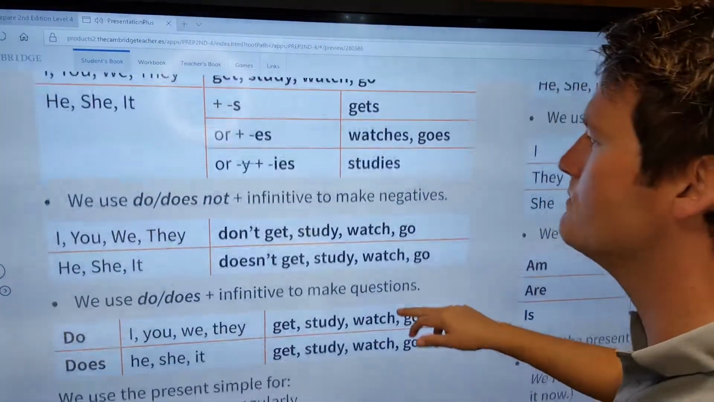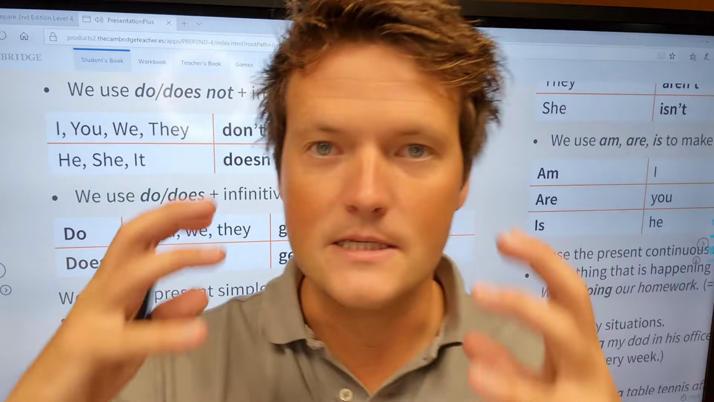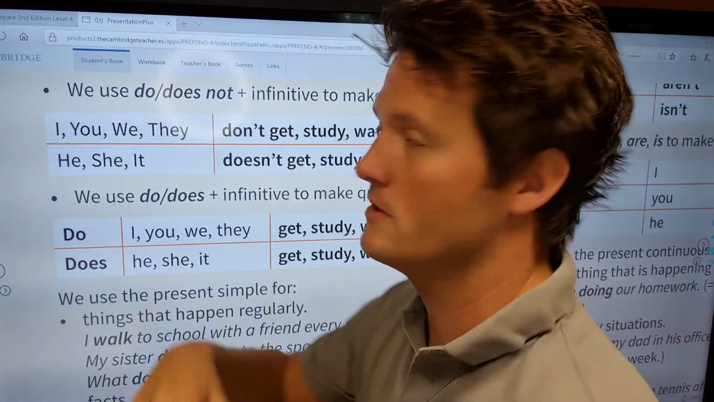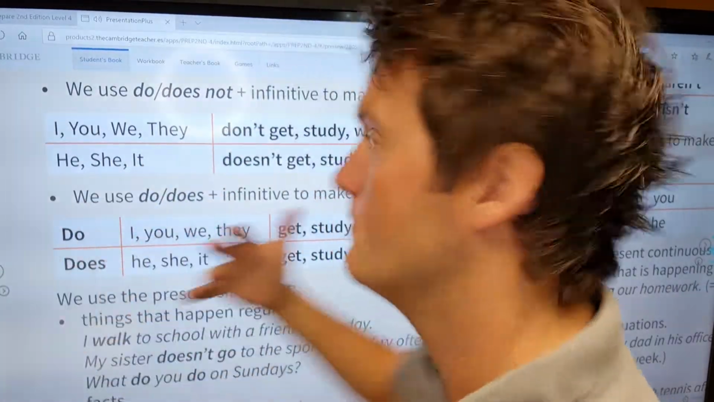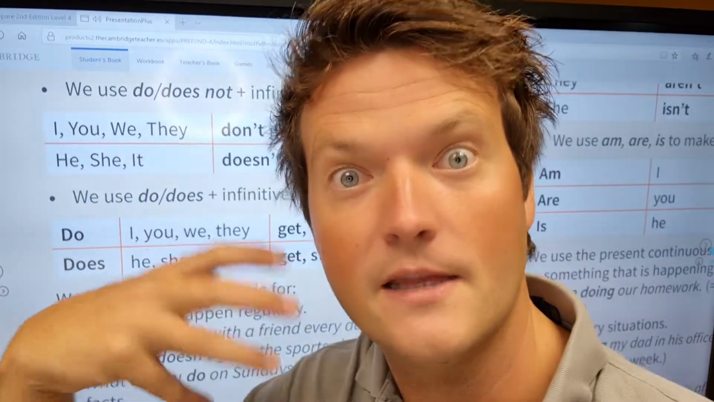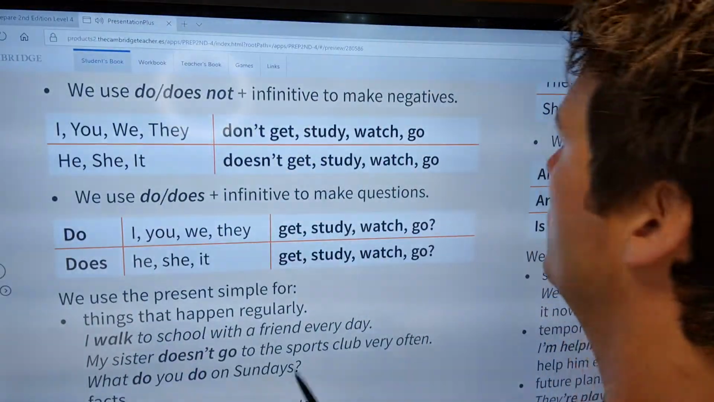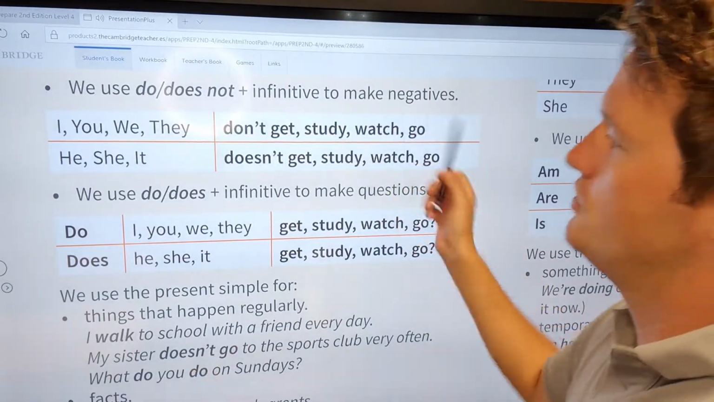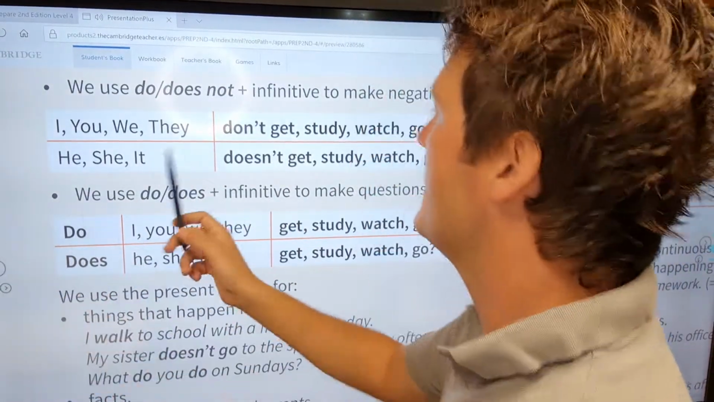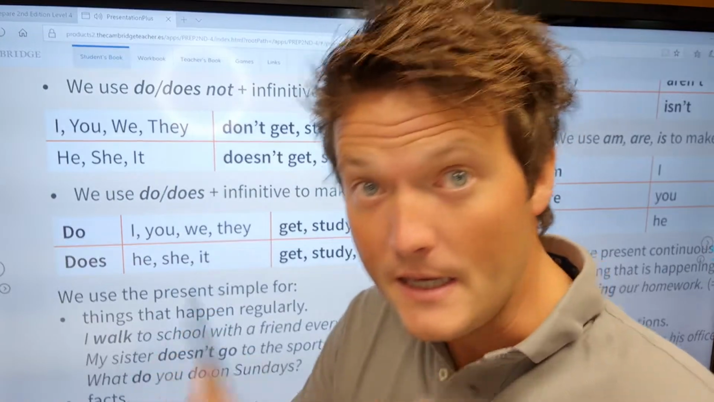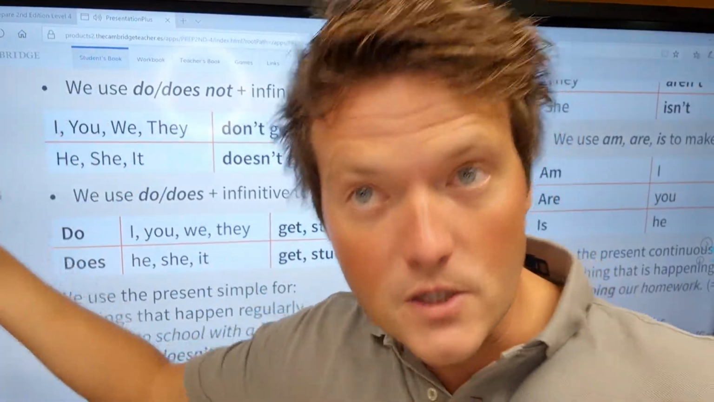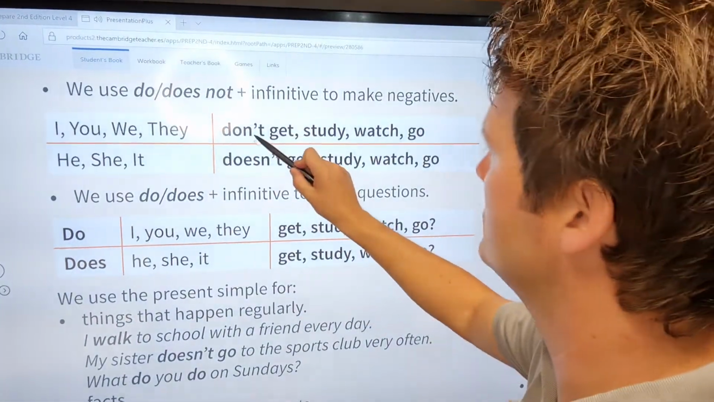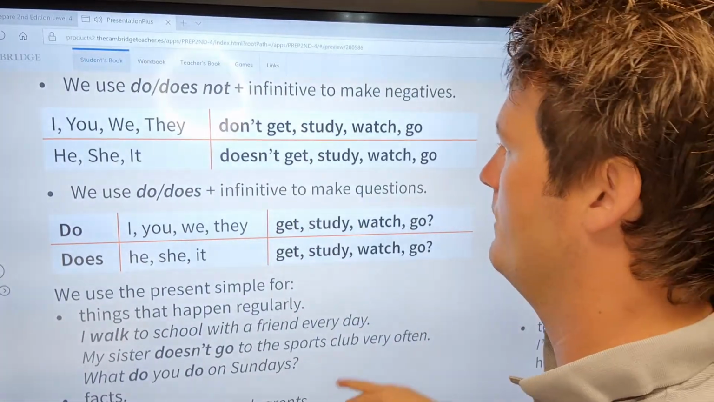So, let's move on. How do we say something negative in present simple? We put don't or doesn't, do not or does not. Does not or doesn't is for the third person. So, I, you, we, they: don't get, don't study, don't watch, don't go. Very simple. And in the third person, for he, she, or it: doesn't get, doesn't study, doesn't go. So use don't for everything except the third person, where we use doesn't.